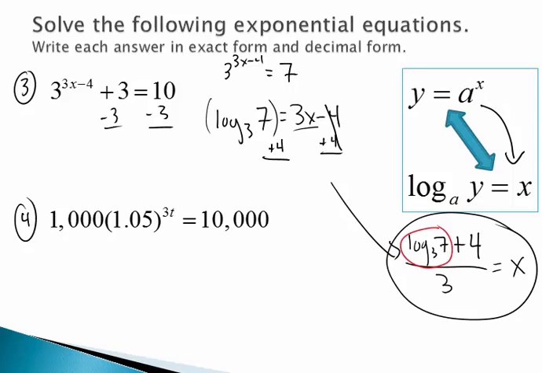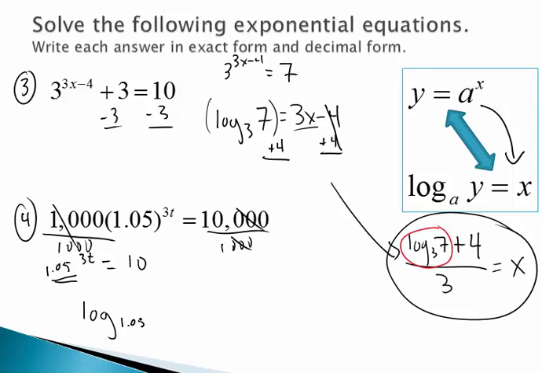We'll do the next one. We'll get the approximate answer for the next one. Divide by 1,000. So I got 1.05 to the 3t equal to 10. Apply your formula. What's the base? This has a funny base. Log base 1.05 of the output equals the input. Divide both sides by 3. There's my answer: t equals the log base 1.05 of 10, over 3.